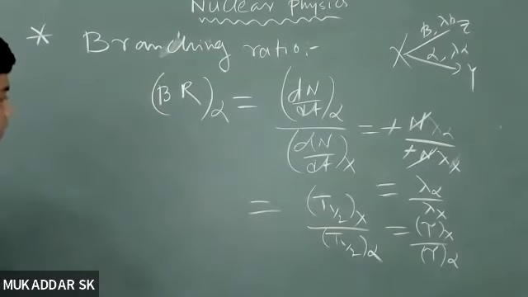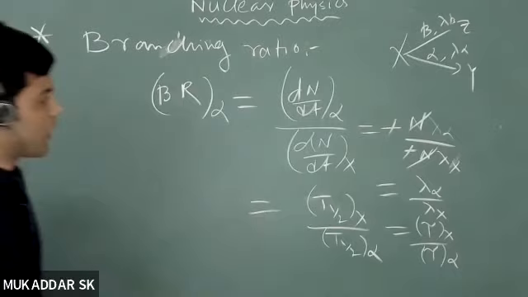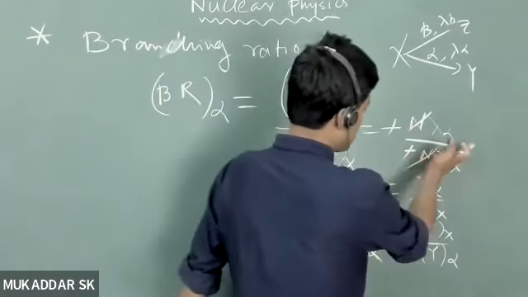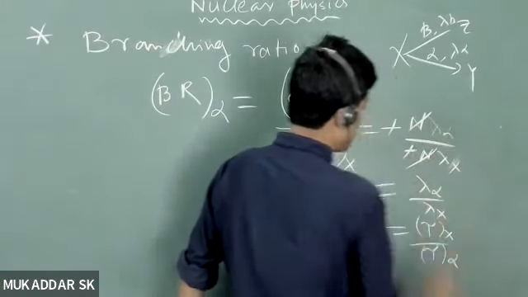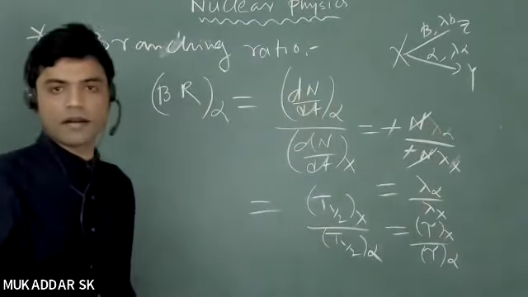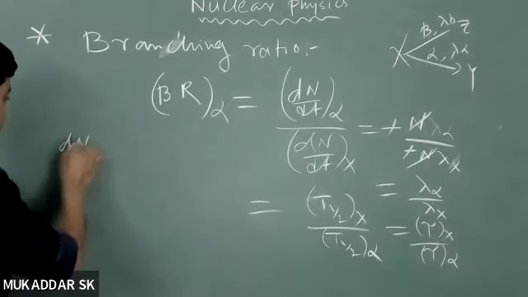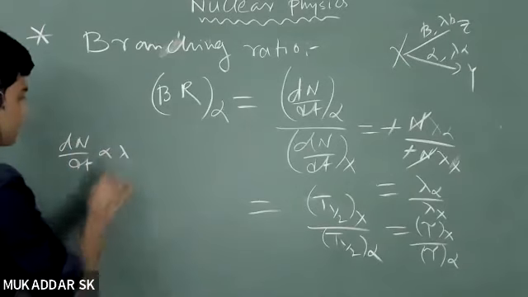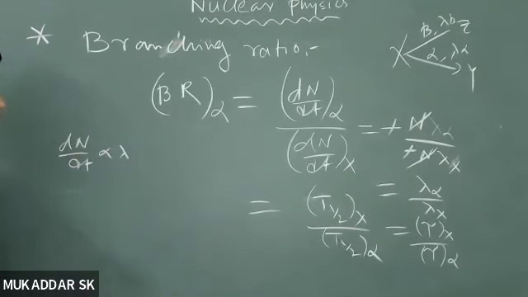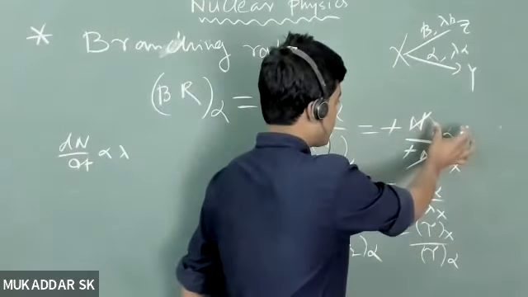Sir, do we take the one whose contribution is larger as T1/2 of X? From here you can now understand the meaning of branching ratio, tell me. Branching ratio depends on total decay constant by lambda alpha, right? What is the decay constant related to? It is related to the decay rate, dN by dt, which is proportional to lambda, right?